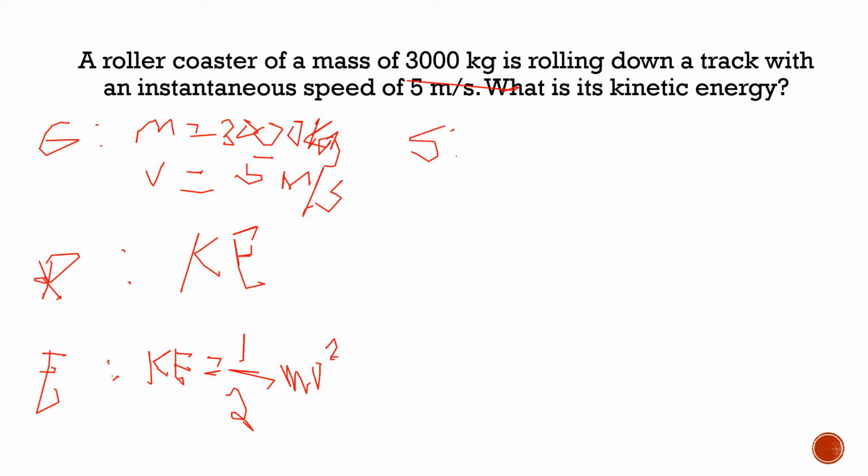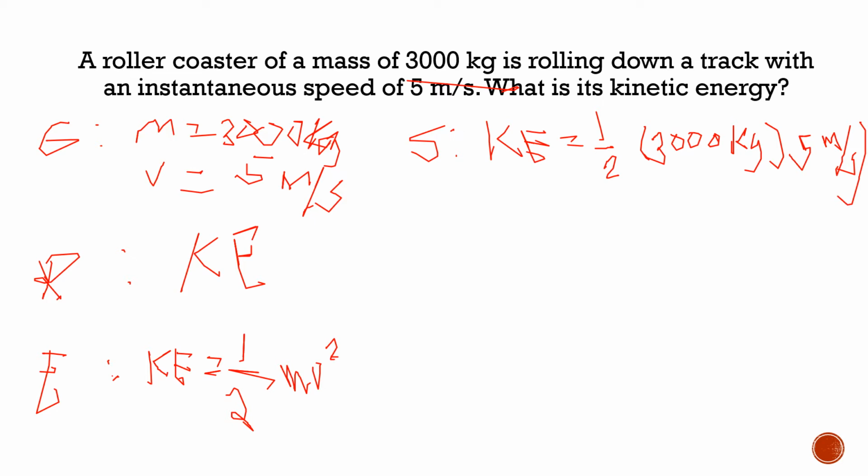Let us continue our solution. Here we have kinetic energy is equal to 1/2 multiplied by the given mass, which is 3,000 kilograms, multiplied by its speed, which is 5 meters per second. Then square outside the parenthesis.